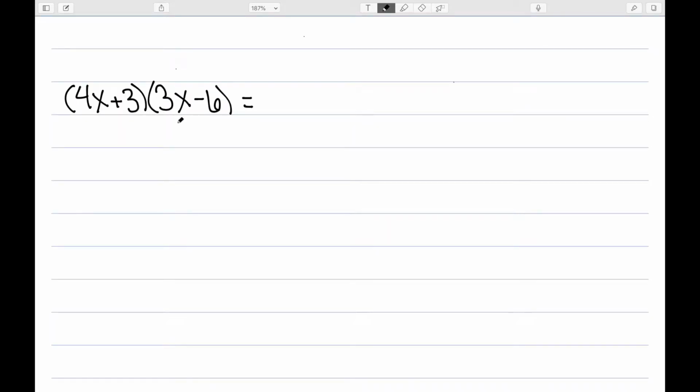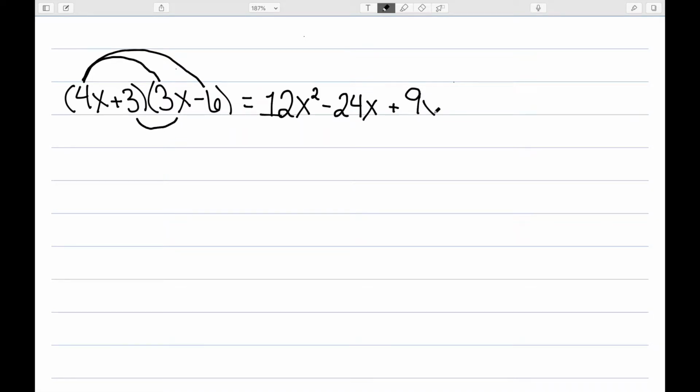I have the example 4x plus 3 times 3x minus 6. And we can do the idea of foiling this. We start with our first two terms, 4x times 3x. 4 times 3 is 12, and x times x is x squared. My outside two terms, 4x times negative 6. 4 times negative 6 is negative 24, and then I also had an x. Inside two terms, 3 times 3x is 9x. And then finally, my last two terms, 3 times negative 6 is negative 18.